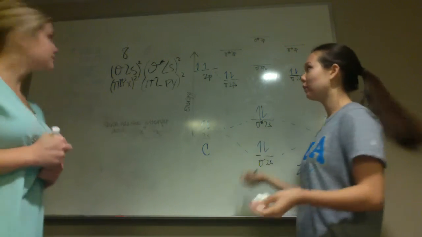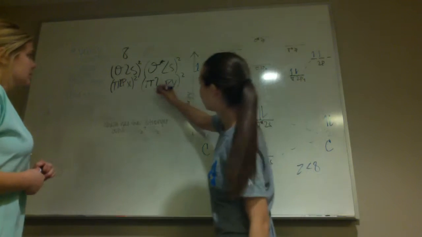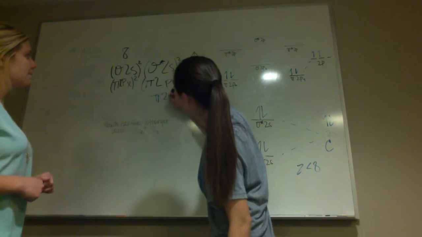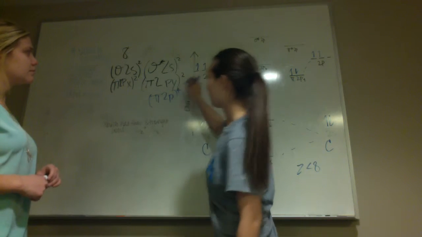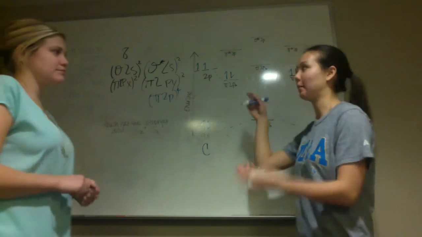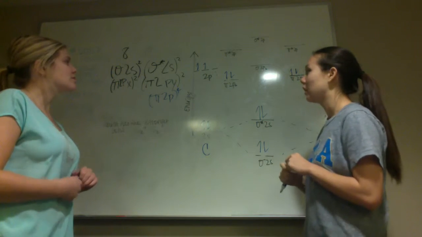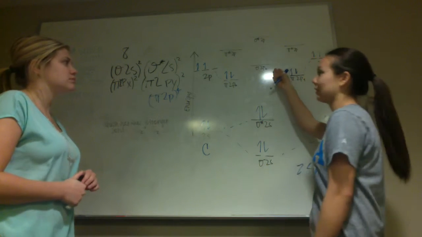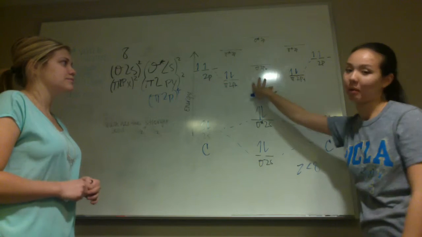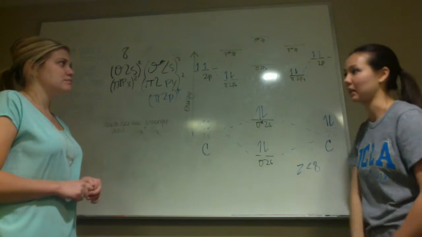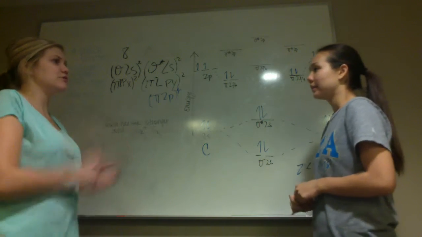You could also write it as just pi 2p with a 4 exponent, because the x and the y are not really necessary in this case, because you know that the z is going to be a sigma bond, or the third is going to be a sigma bond. Because they're all interchangeable orientations.